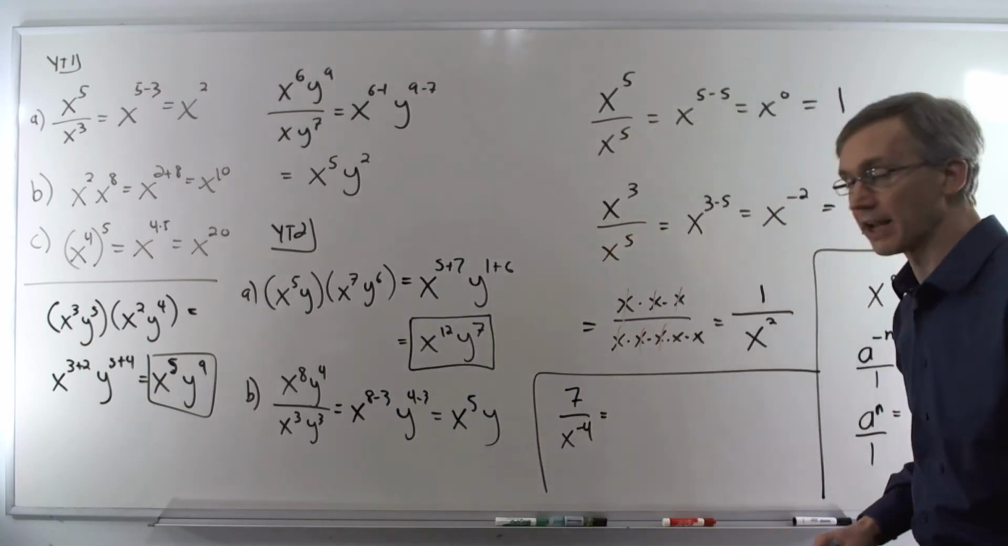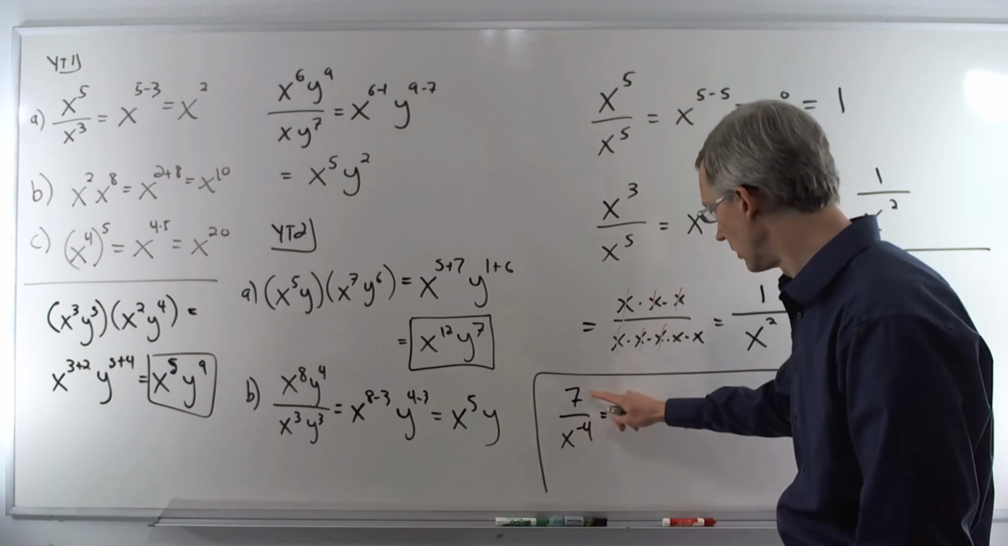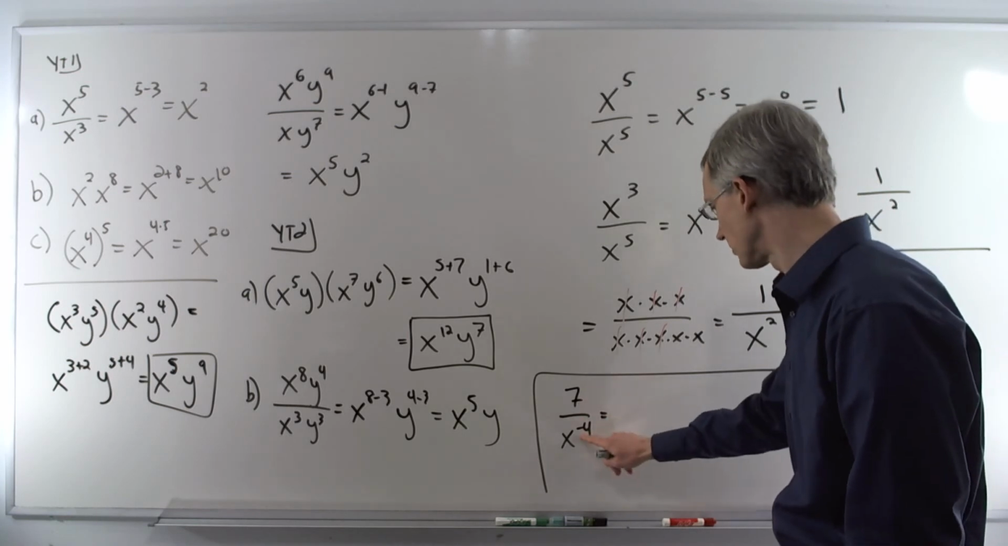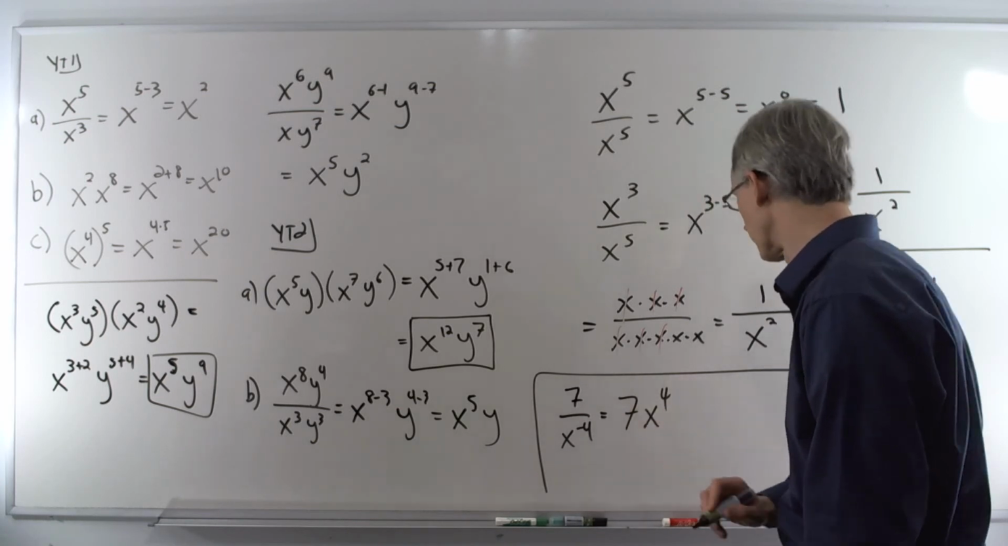Seven over x to the negative 4 power. I can take this from the denominator, move it to the numerator, and change that to be a positive exponent. So that gives us 7x to the 4th power.